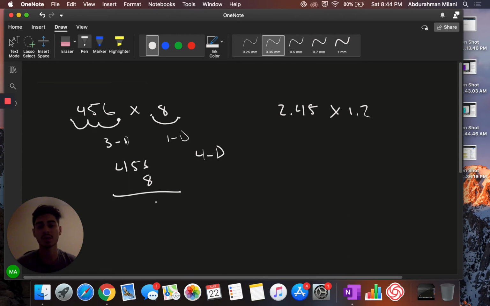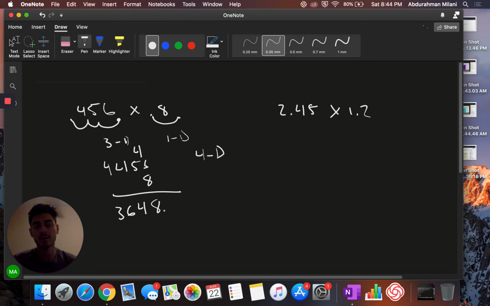So 6 times 8 is 48. 5 times 8 is 40, plus 4 makes 44. We'll put that 4 right there, and then 8 times 4, that's 32. So we want to add that 4 to that, and that gets us 36.